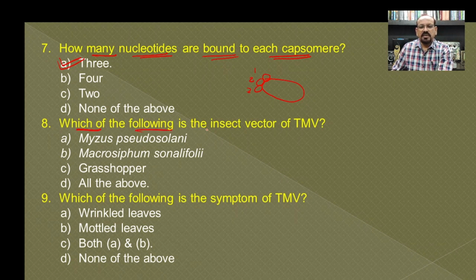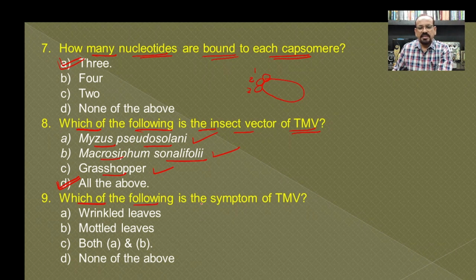Then which of the following is the insect vector of tobacco mosaic virus? Myzus persicae is the vector. Then Macrosiphum solanifolii is also a vector for the TMV, and grasshopper is also a vector for the tobacco mosaic virus, and hence all of the above will be the answer for this question.